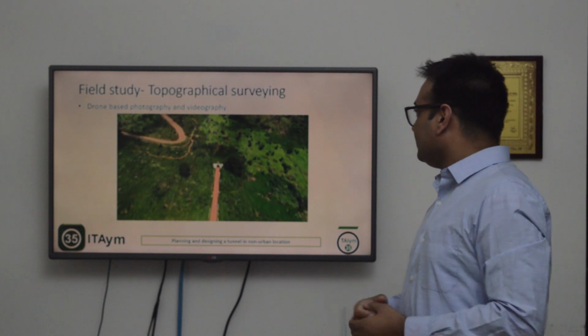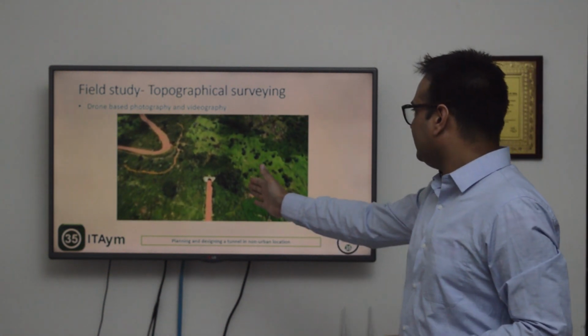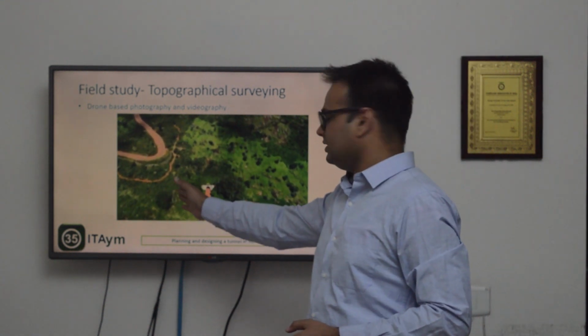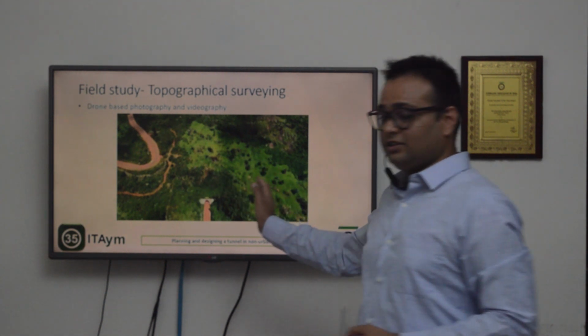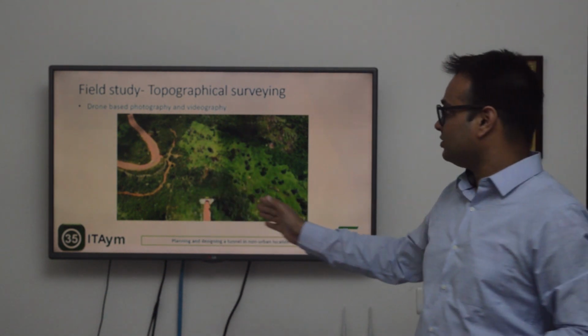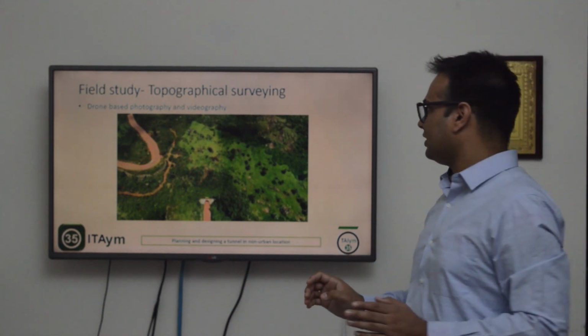So we can appreciate that there is an existing tunnel, and there will be another tunnel on the left side of this tunnel. Then there is a road. This is how dense the forest is in this location, and this is totally a remote area where there is a lack of accessibility.